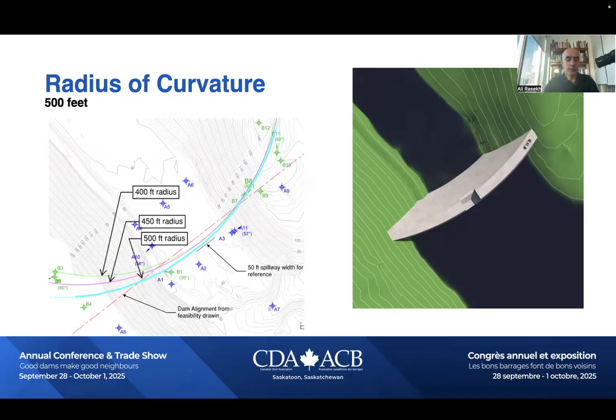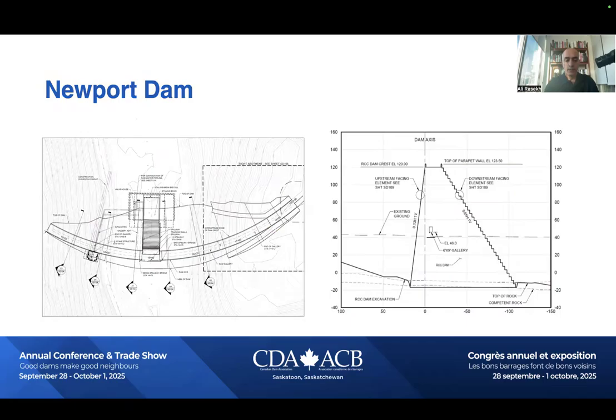Different curvatures were studied, and the decision was made based on the best curvature that would sit on more competent rock or be very close to competent rock on both sides. And the 500 feet radius was selected. Again, some sketches of the dam per 30% design, which you can find in the paper for your reference.